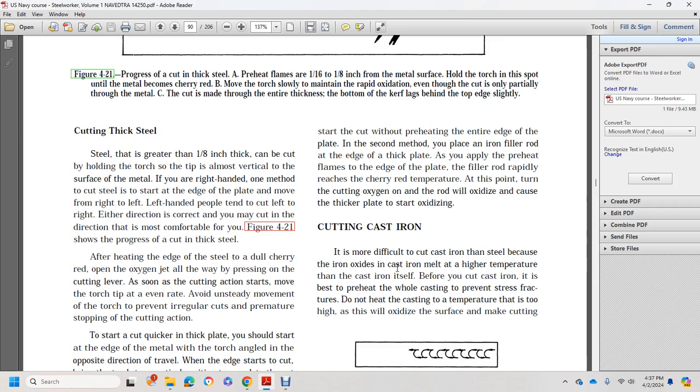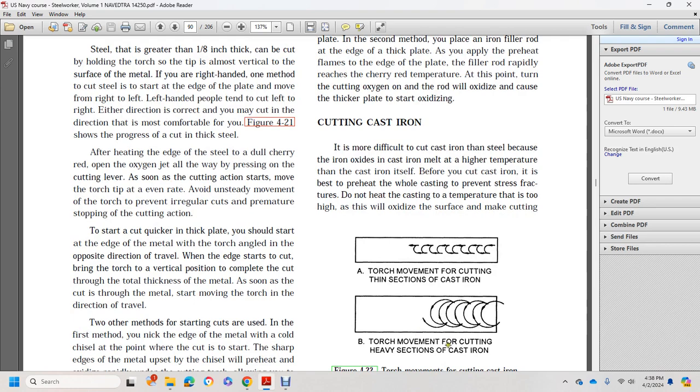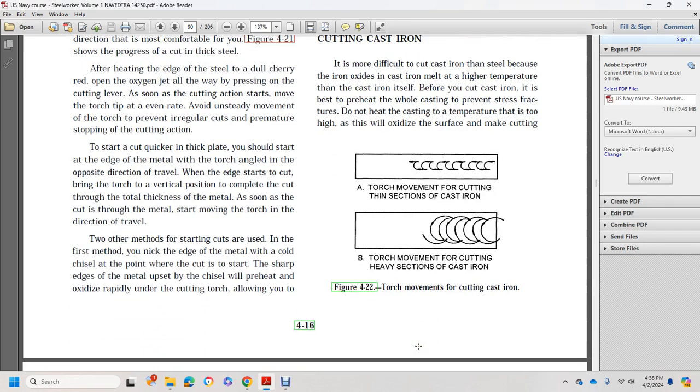Cast iron is more difficult to cut than steel because of the iron oxide, and cast iron requires a higher temperature. Before cutting, it is best to preheat the whole casting, preventing stress fractures. Do not heat the casting if the temperature is too high, as the oxidizing surface makes the cut difficult. Move the torch quickly when cutting thin sections of the cast iron, and slowly when cutting heavy sections of the cast iron.